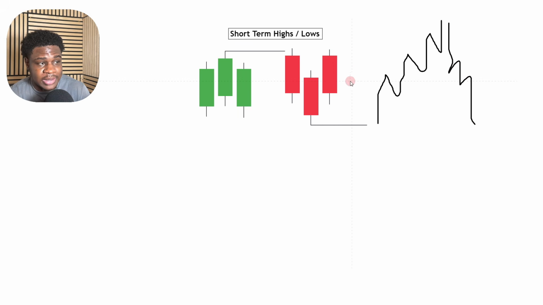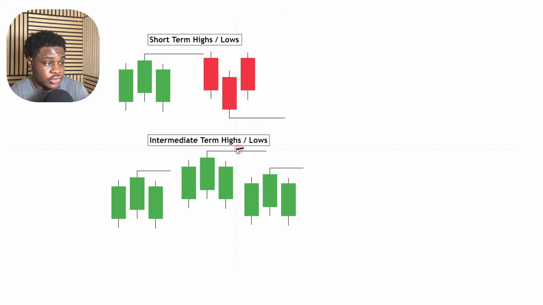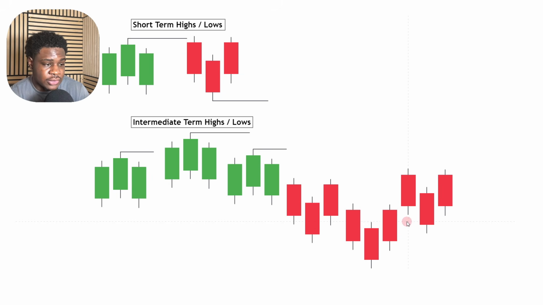The next thing we want to pay attention to is intermediate-term highs and lows. An intermediate-term high can look a little something like this. This is when you have a short-term high in the middle that's above the short-term high to its left and the short-term high to its right. Vice versa can be said about an intermediate-term low. We have a short-term low that is below a short-term low to its left and a short-term low to its right. The reason why intermediate-term highs and lows are very important is because of specific traps that the market creates.